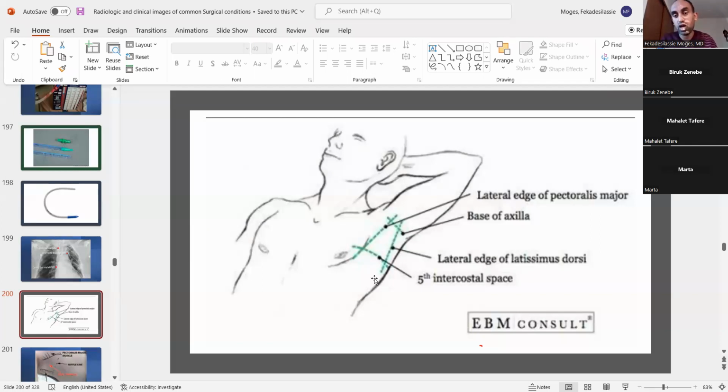Or in other ways, you can also follow the posterior margin of the axilla, the posterior axillary line or mid axillary line. So these three margins define the triangle of safety. If you insert a chest tube in this area, it is safe. That's why people call it the triangle of safety or safe triangle.